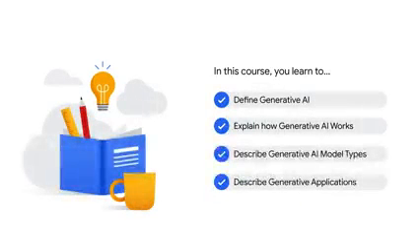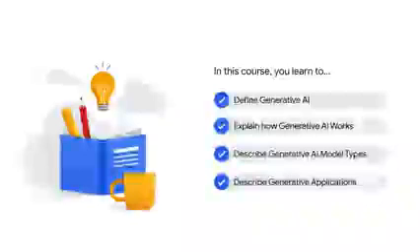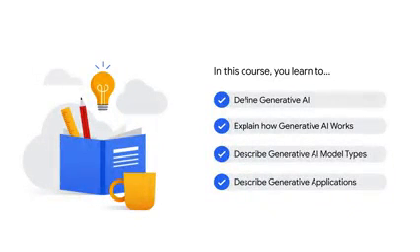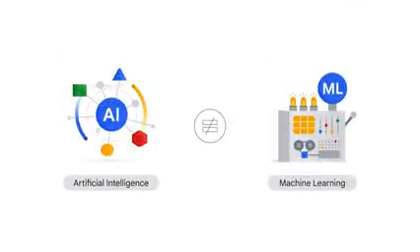In this course, you learn to define generative AI, explain how generative AI works, describe generative AI model types, and describe generative AI applications. Generative AI is a type of artificial intelligence technology that can produce various types of content, including text, imagery, audio, and synthetic data. But what is artificial intelligence?